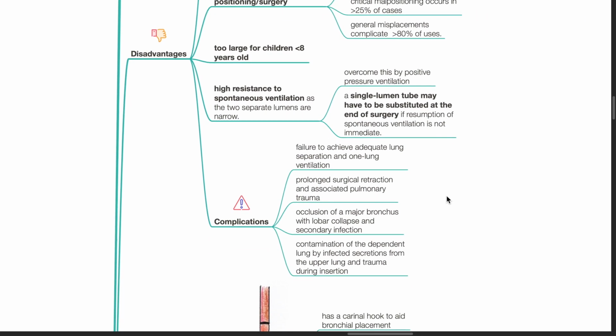Complications: failure to achieve adequate lung separation and one-lung ventilation, prolonged surgical retraction and associated pulmonary trauma, occlusion of a main bronchus with lobar collapse and secondary infection, contamination of the dependent lung by infected secretions from the upper lung, and trauma during insertion.